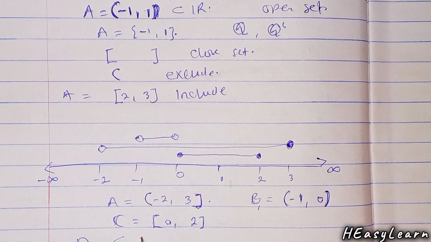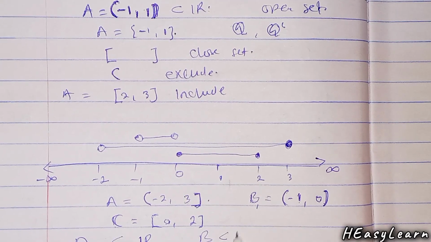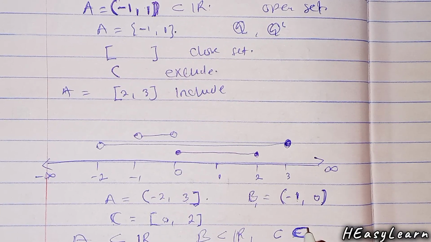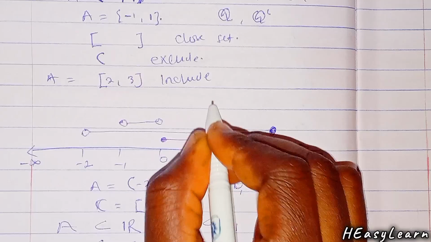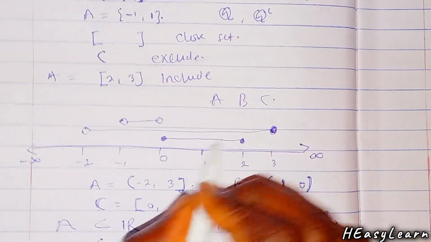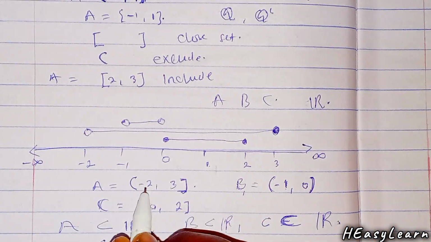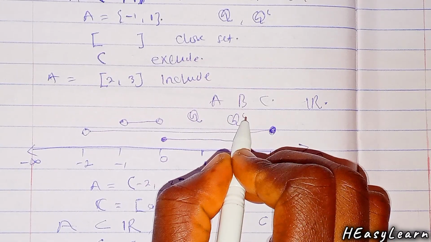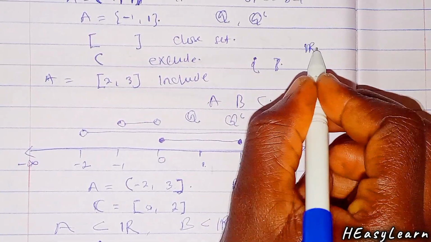So A is a subset of real numbers because it is an interval. It's not a set enclosed with curly braces. B is also a subset of real numbers. This is called an interval. C is also a subset of real numbers. A, B, C are called intervals because they are subsets of real numbers. In real numbers, between any 2 points, there are a lot of rational and irrational numbers. So we cannot use curly brackets to represent any subset of real numbers.